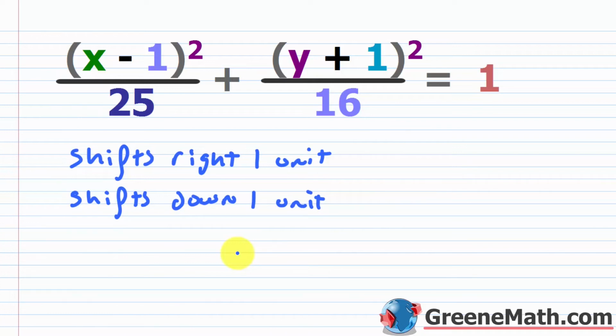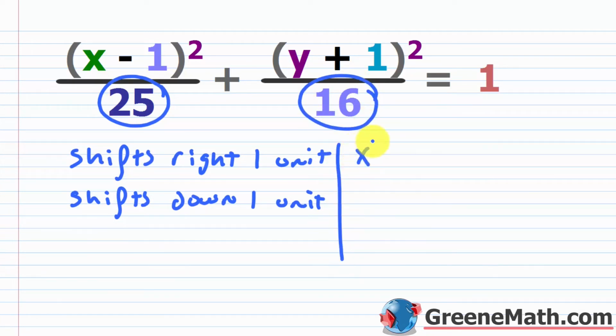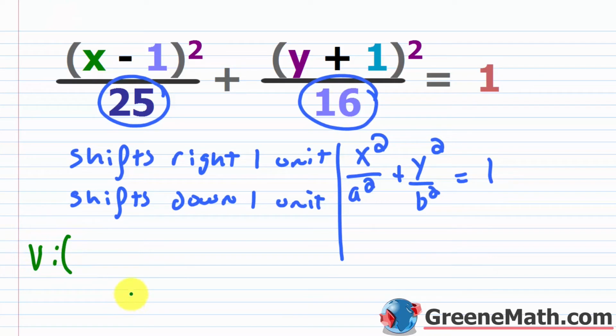So think about this just as you would if it was centered at the origin. What would we do? Well, we know this is horizontal because this is larger than this. So my formula is x squared over a squared plus y squared over b squared is equal to 1. And I know that my vertices will occur where? Well, again, I'm just going to take the positive and negative square root of this guy. So it's a comma 0 and then negative a comma 0. In this case, this is 25. Square root of 25 is 5.